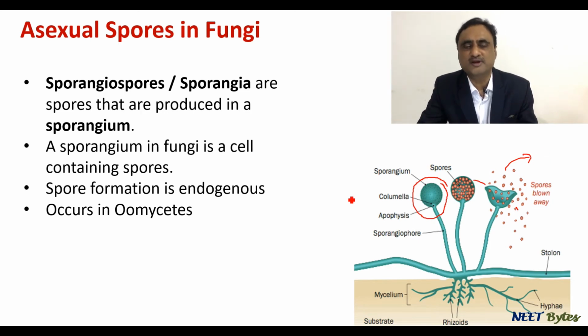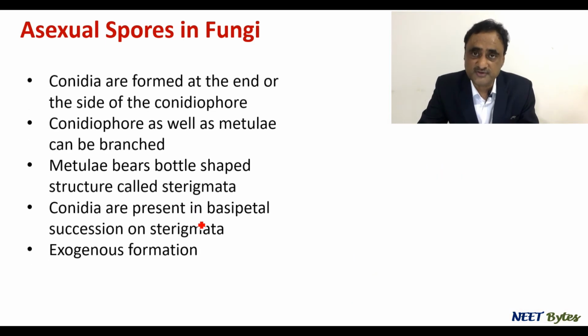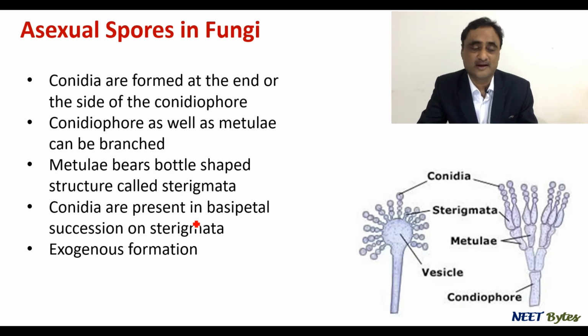When they germinate, they form a germ tube, and from the germ tube, a new fungus is formed. Okay, mostly this is found in the oomycetes. So oomycetes are basically characterized by reproduction through sporangia. Okay, also found in the zygomycetes, for instance Mucor and Rhizopus. So the asexual mode of reproduction is by sporangia only. Okay, in the same series there is one more, what we call conidia.